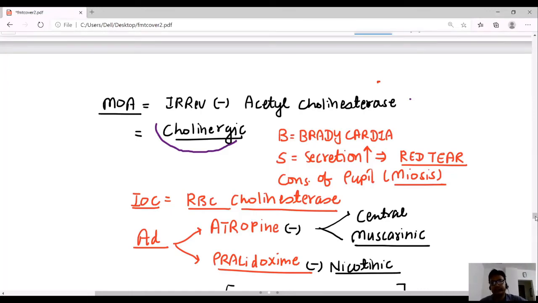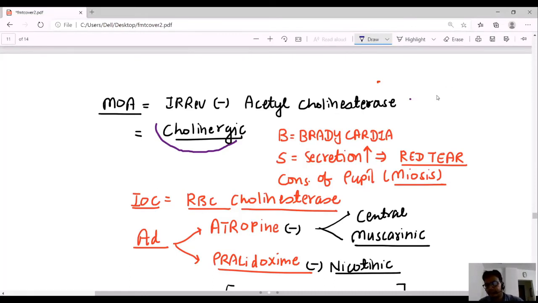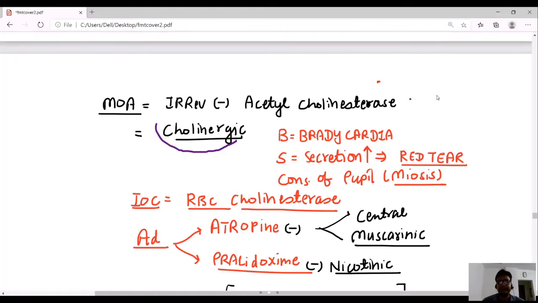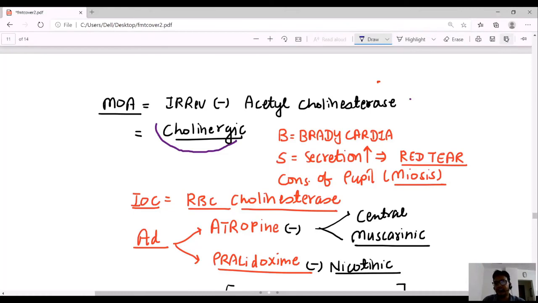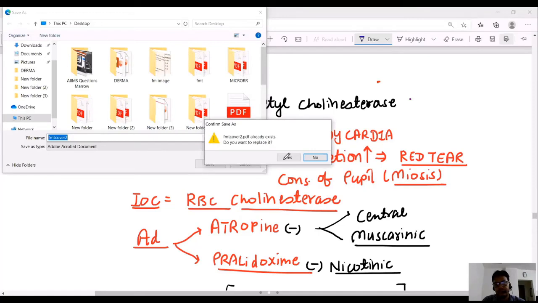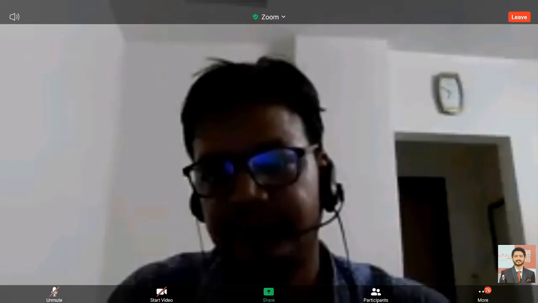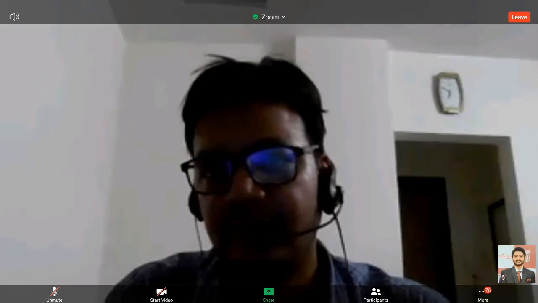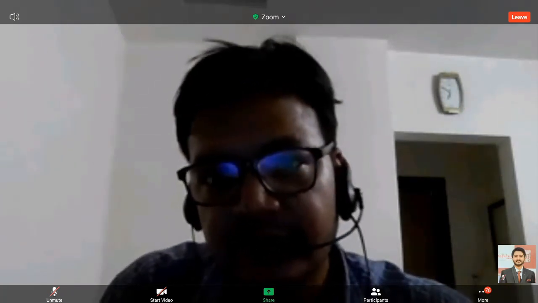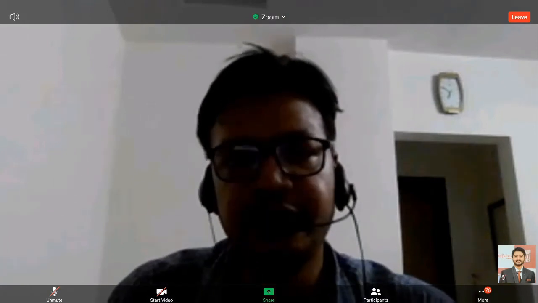What are the effects? If you see, the effects are BSC. B for bradycardia. S for secretions are increased. And the last one is C for constriction of pupil.